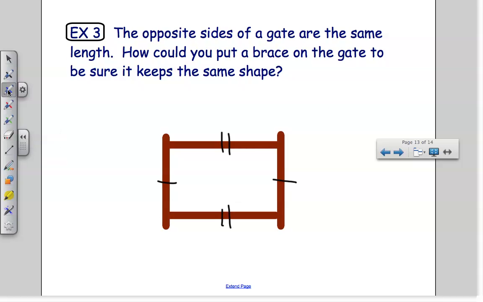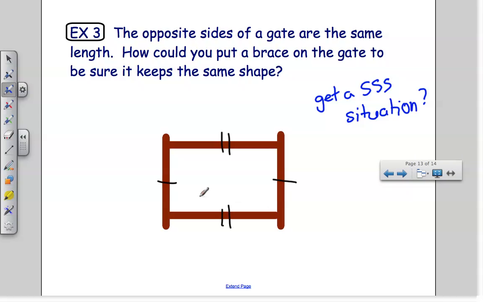But there is a brace that you could put in that would help stabilize this. And think about side, side, side. Can we get side, side, side to work? Because that's something that guarantees that triangles are congruent. Can we get a side, side, side situation here? Is there a brace I can put in that would create 2 triangles that would have to be congruent? And hopefully some of you are noticing if I put this diagonal brace in, now it's congruent to itself. I can put 3 tick marks here, and now we have triangles that have to be congruent, cannot change shape because of side, side, side. So this is a brace I'd want to add.